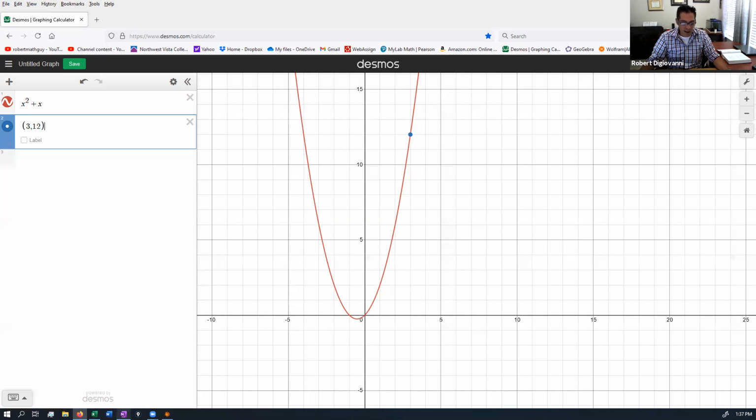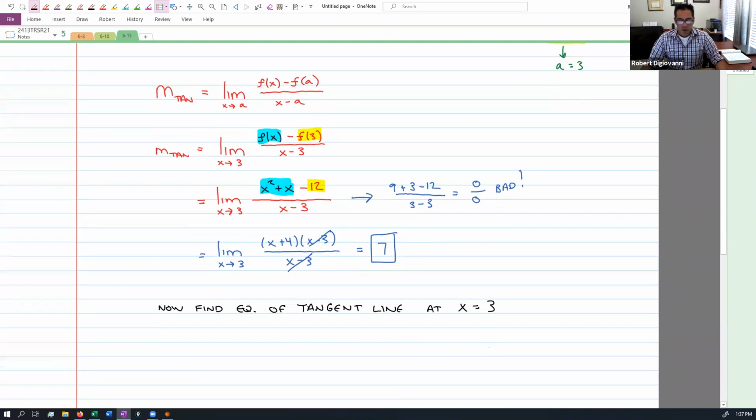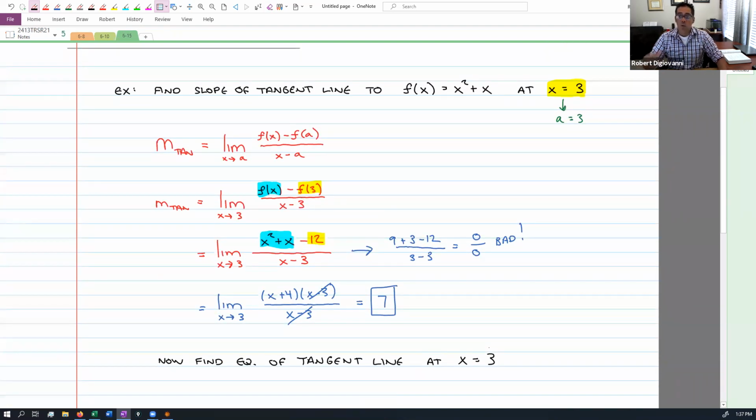Now, let's add one more element to this. Let me add to this question: find the equation of the tangent line at x equals 3. So what do you need in order to find the equation of the line? Well, a point and a slope, right?